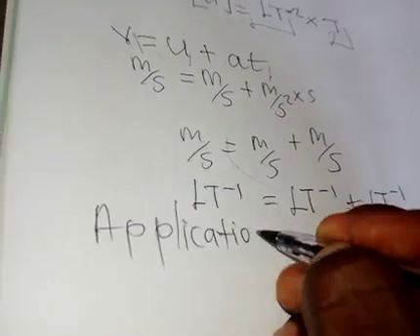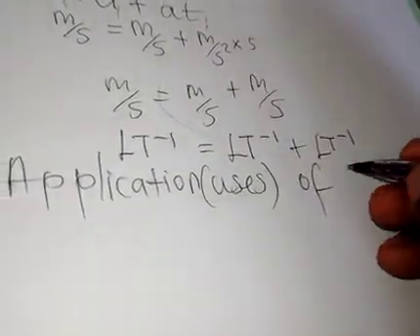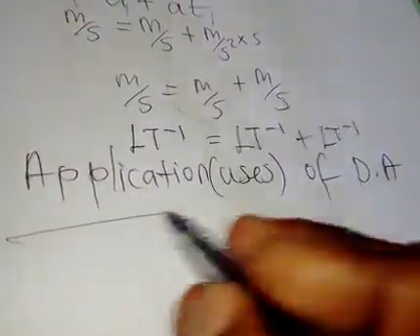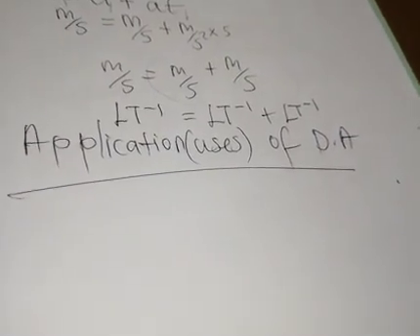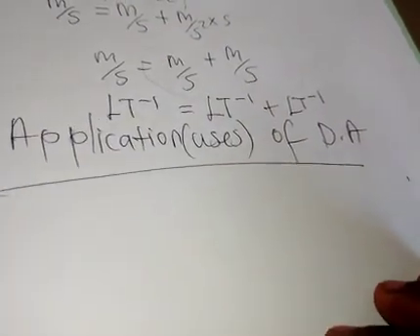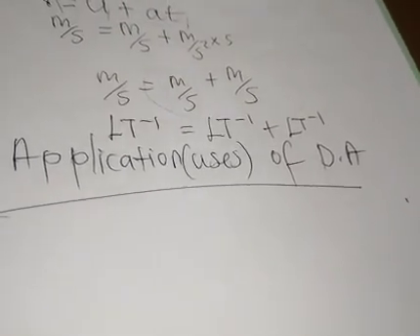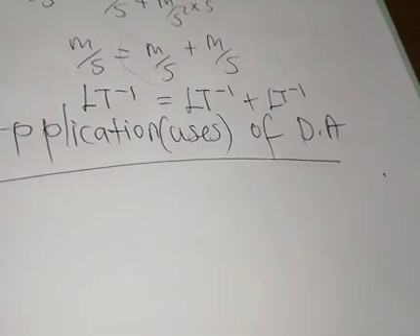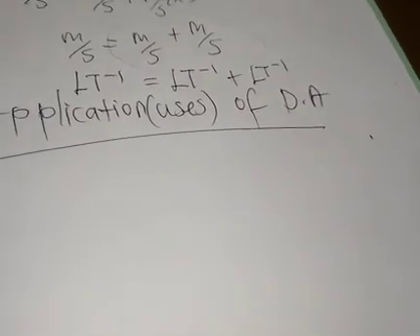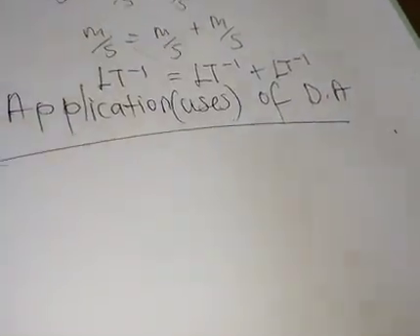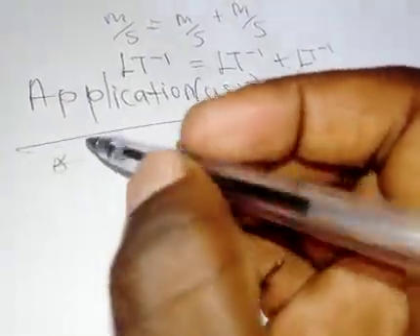Then let's talk about the applications of dimensional analysis, or simply the uses. First thing we should know is that dimensional analysis is used to find the units of a physical quantity in a given system of units. So it's possible to do that too. We'll see when solving questions.